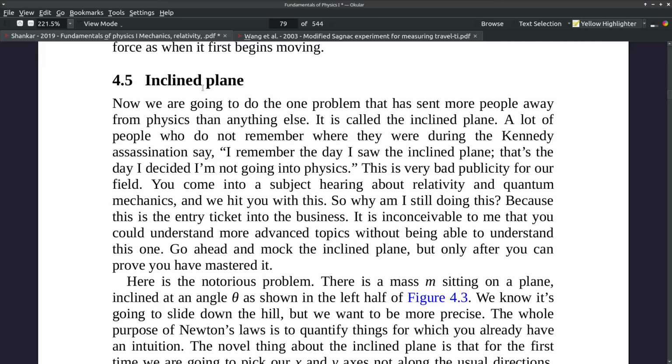4.5 inclined plane. Now we're going to do the one problem that has sent more people away from physics than anything else. It is called the inclined plane. A lot of people who do not remember where they were during the Kennedy assassination say, I remember the day I saw the inclined plane. That's the day I decided I'm not going into physics. This is very bad publicity for our field.